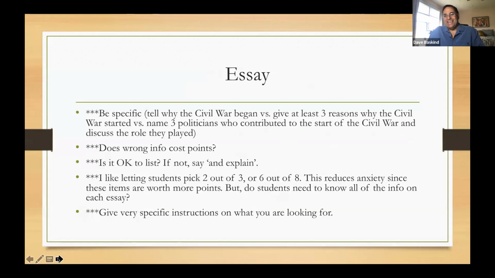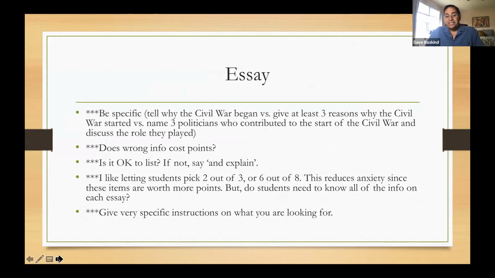Then we get to essays. So essay items are incredibly popular because they give students an opportunity to explain themselves. And oftentimes you want students to have more thoughtful answers and to demonstrate that they have a deeper understanding of the content. So you want to be really, really specific in your instructions to students.